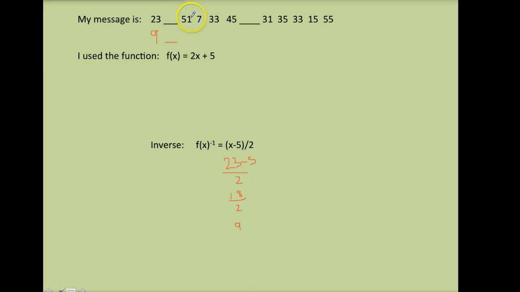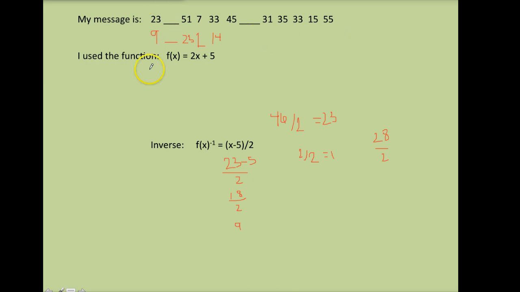Okay, we have a break. Our next number is 51. 51 minus 5 is 46. Divided by 2 is 23. Okay, so here I have a 23. 7 minus 5 is 2. Divided by 2 is 1. Okay, so I know my next number is 1. 33. 33 minus 5 is 28. Divided by 2 is 14. Okay, and hopefully you have the hang of it so far, but I would continue this. Go through every single number in their message, put it into the inverse, and write down the number that comes out. You have decoded their message.